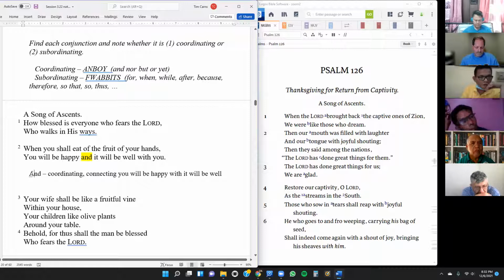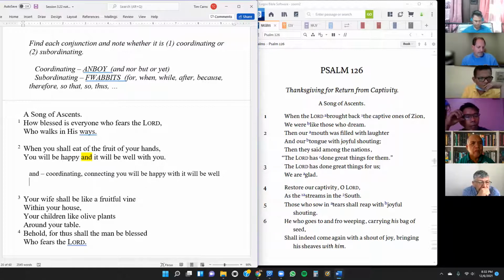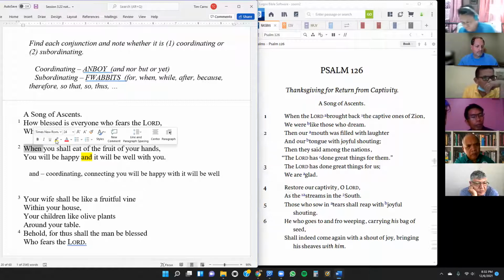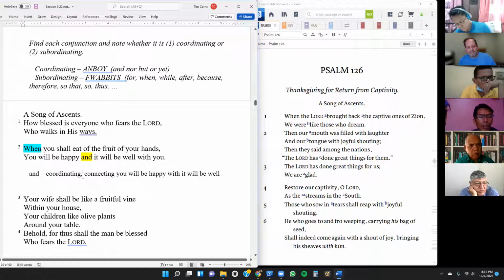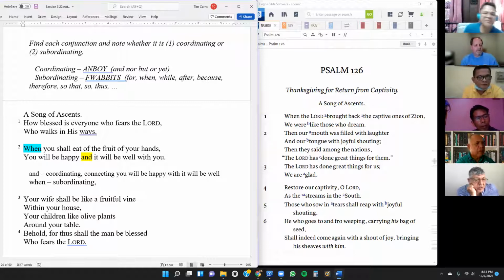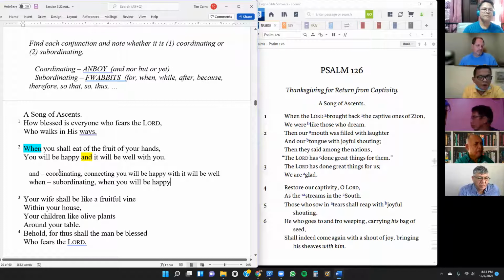All right, any others, Alex, in verse 2? I don't think there's... There's one more that I see. Anyone see it? Verse 2? How about this one? Okay, "when." Yes. This is subordinating because it's "when," not an "and." And it's connecting: you will be happy when... It's saying when you eat the fruit of your hands, you will be happy.